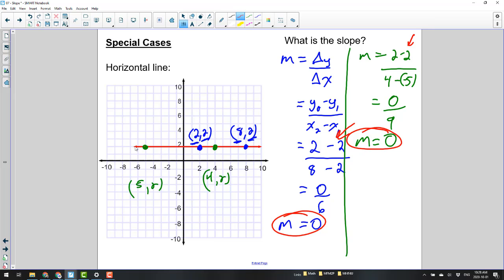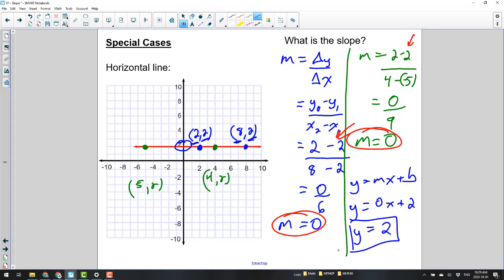So because every y-coordinate is 2, the equation of the line is just going to be y equals 2. We know the equation of a line is y equals mx plus b. So we can see the y-intercept here. We can see the y-intercept is 2. So my plus b, that's 2. And my slope, I figured out twice, is 0. So y equals 0x plus 2. Well, 0 times x is just 0. So this whole thing just becomes y equals 2.